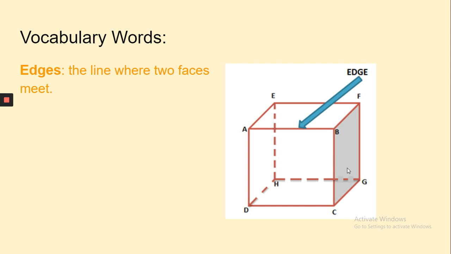And my last one is edges. Now the edge is where the two faces meet and it almost creates this straight line. That is called an edge, where the two faces meet to create a nice straight line.